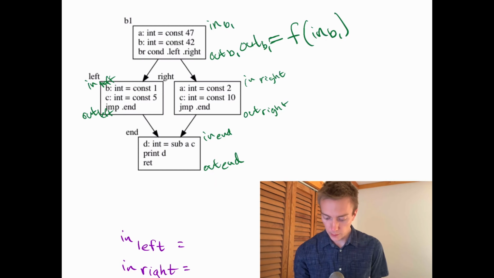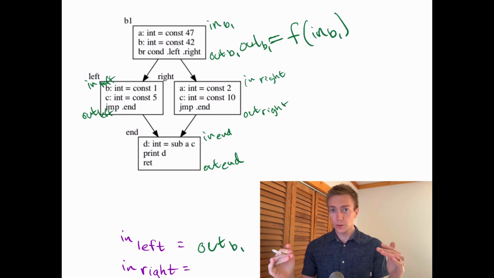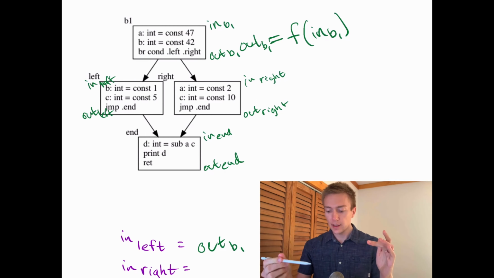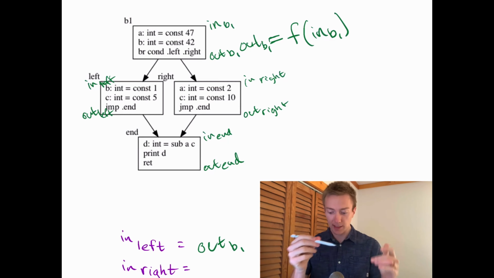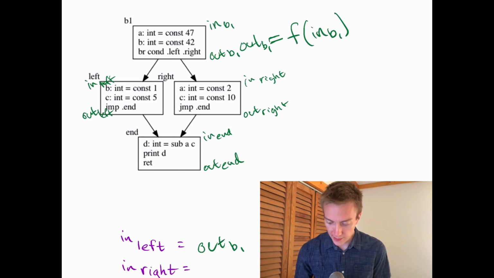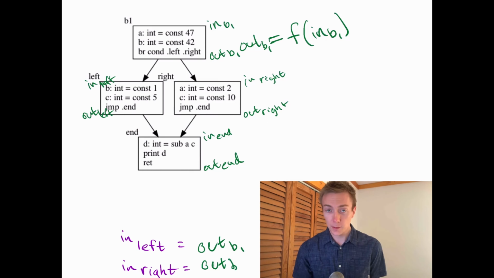I think it should be equal to out B1. That is, whatever was true about the program at the very end of B1 had definitely better also be true at the beginning of the left basic block. That's also true of the right basic block. That is, in right should be equal to out B1. Whatever was true about the program that we're wondering about at the end of B1 should totally still be true at the beginning of the block that it jumps to.